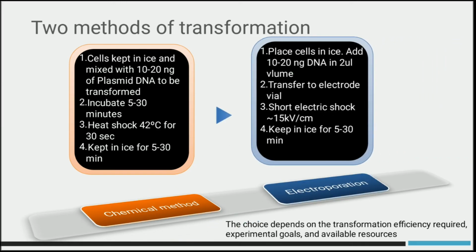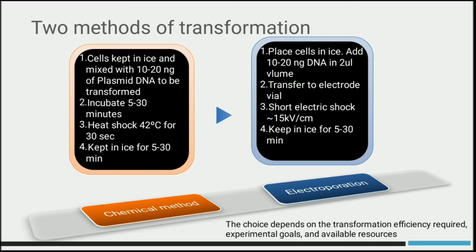The second method is called electroporation. In this method, we place the cells in ice for 5 to 30 minutes and add approximately 2 microliters of TE buffer or distilled water containing 10 to 20 nanograms of plasmid DNA. Then we gently mix with the competent cells, again keep in ice for 5 to 30 minutes, and then transfer this mix into the electroporation electrodes.